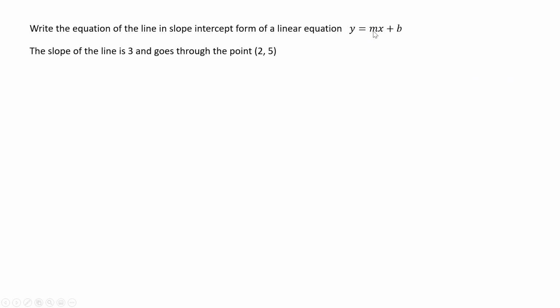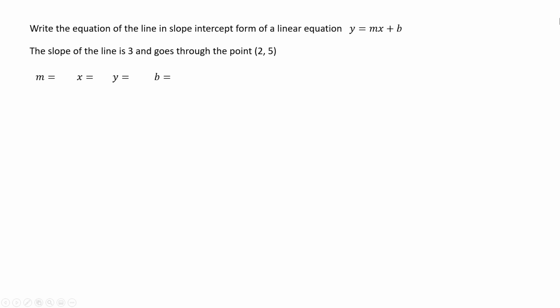So if I knew the slope, which I did, it was just 3, I could put it in there. If I knew the y-intercept, I could replace it with the b value. But I don't know. I just have some random point on the line. So what I'm going to do is substitute everything into the equation. So let's see what we got.